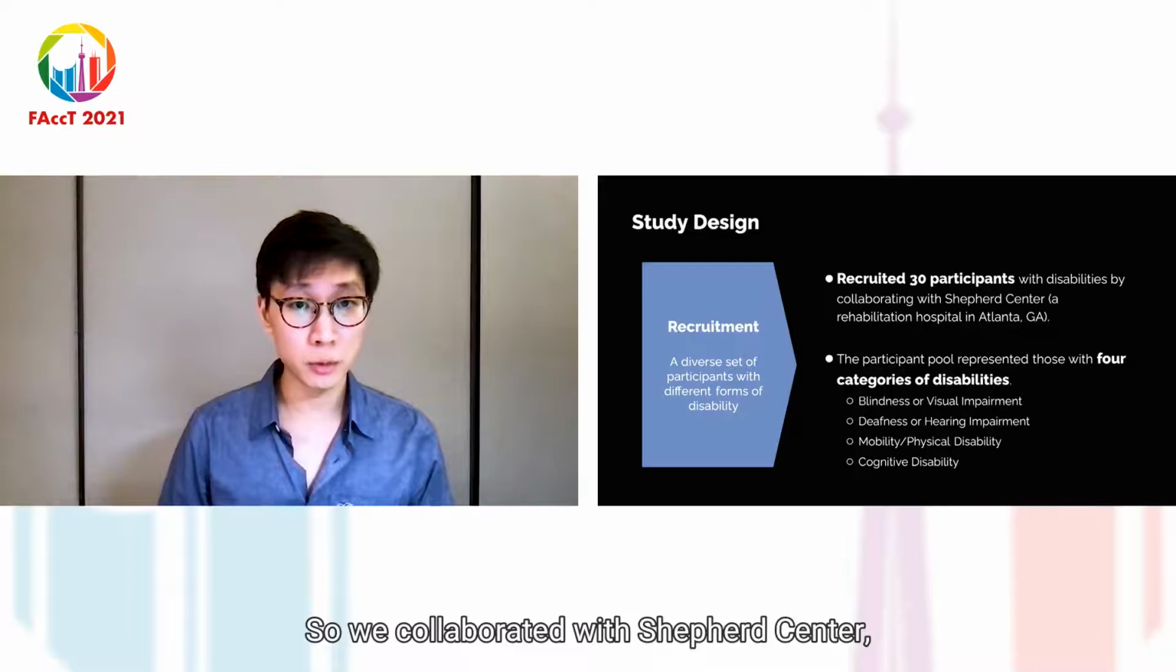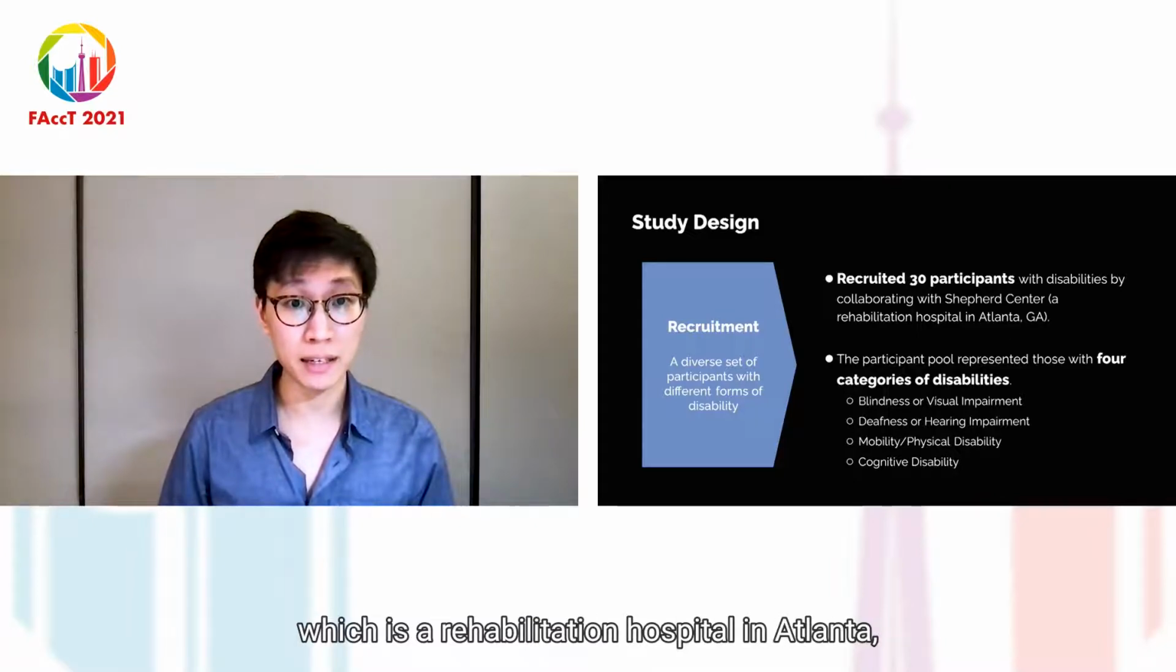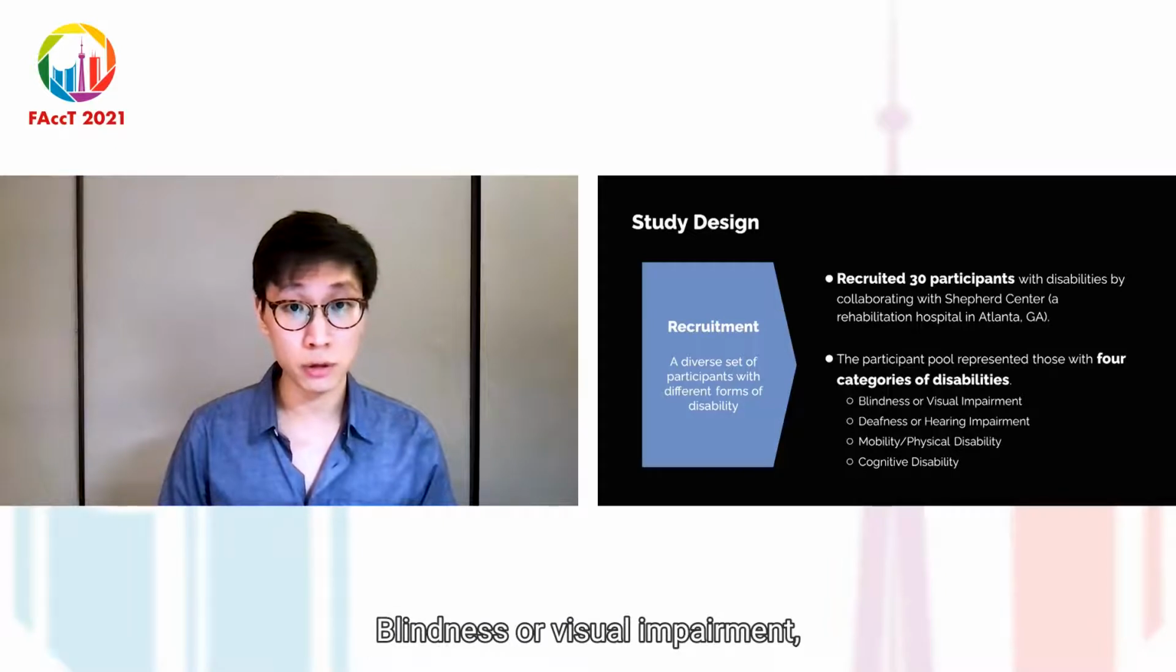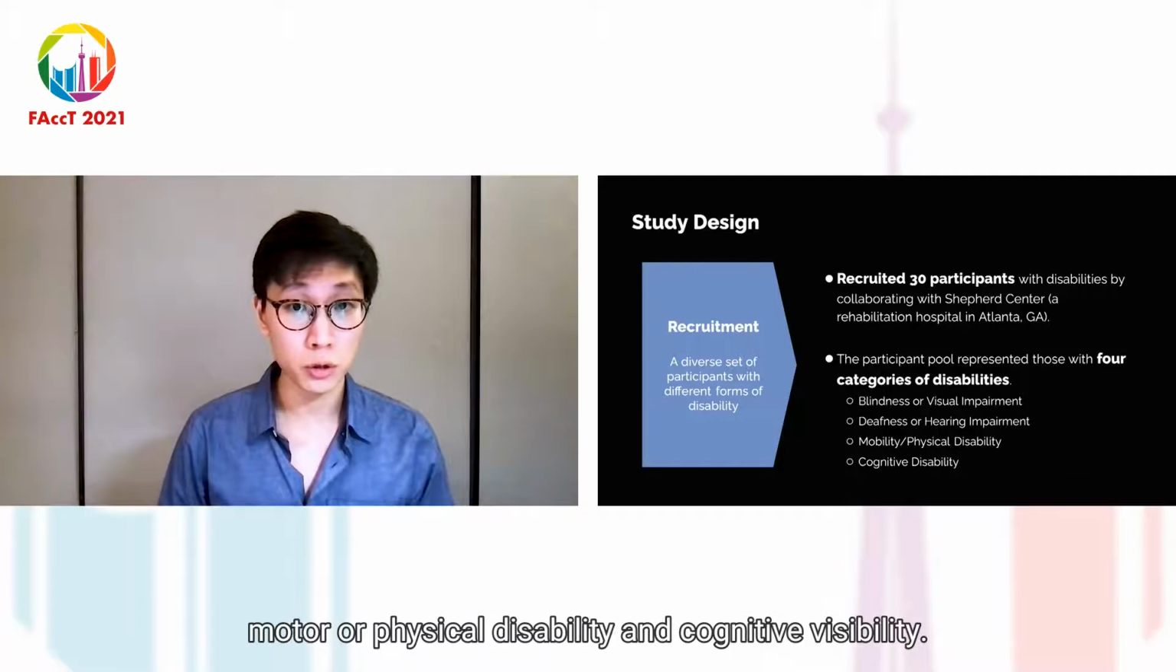So we collaborated with Shepherd Center, which is a rehabilitation hospital in Atlanta, and recruited 30 participants with 4 categories of disabilities: blindness or visual impairment, deafness or hearing impairment, motor or physical disability, and cognitive disability.